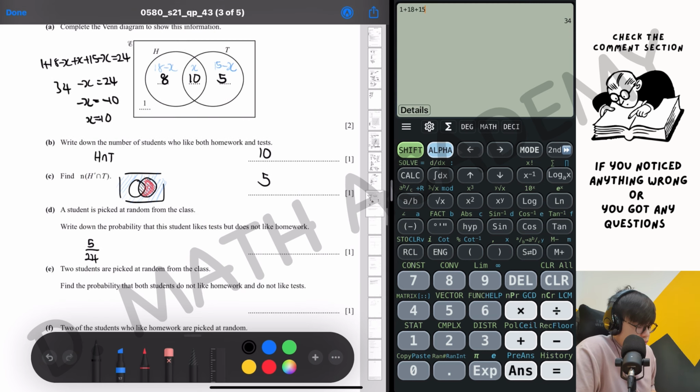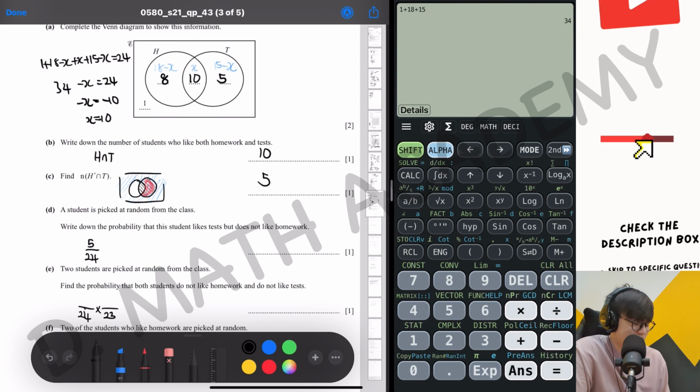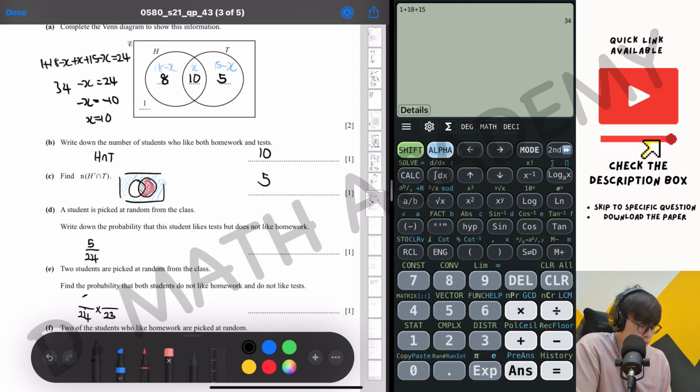Moving on, we have 2 students picked at random. Okay, because it is 2 students now, remember to decrease the denominator here, because in human related probability questions, without replacement is being set here. So both of the students do not like homework and do not like tests. So there's only one of them. So when you multiply with 0, your final answer will turn out to be 0 as well.